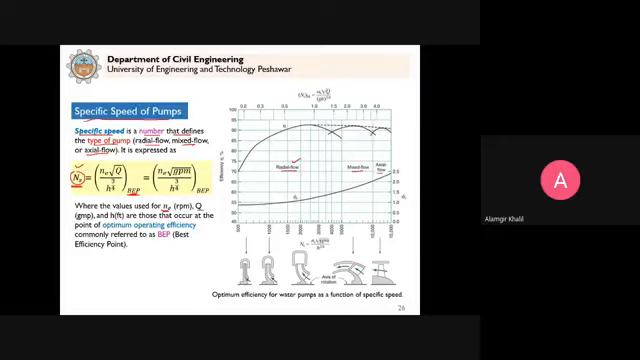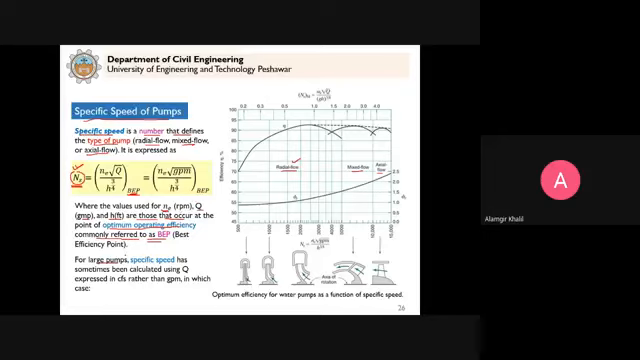We have the discharge, in gallons per minute, and H is head, those that occur at the point of optimum operating efficiency, commonly referred to as the best efficiency point. We will solve a problem on how to calculate this specific speed, and then come here and see what type of pump is represented for the given conditions.